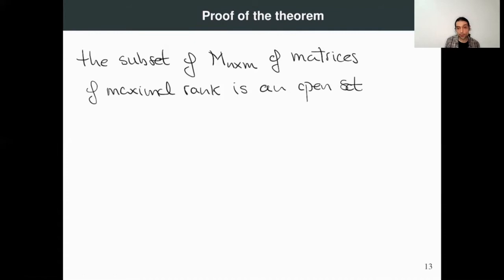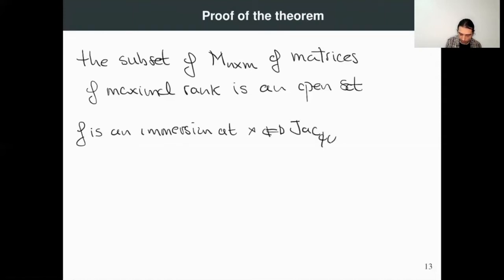And now we have what we need in order to show that the property of being an immersion is an open property. Because as we said, F is an immersion at the point x if and only if the Jacobian matrix at the point phi(x) of the local expression of F0 has maximal rank.